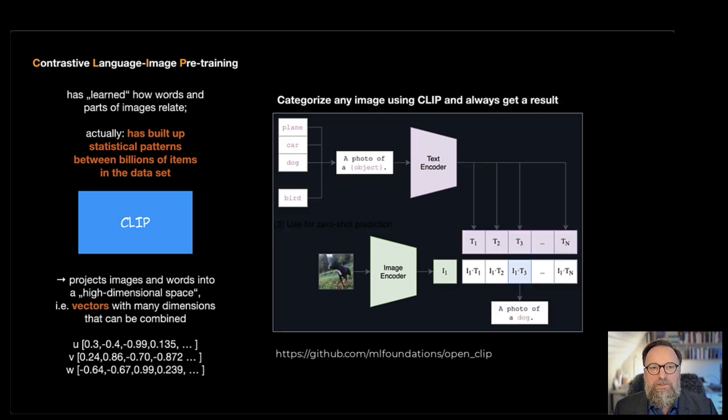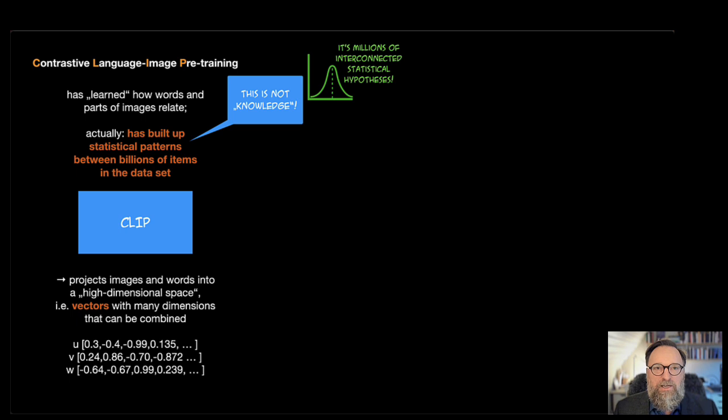So you build up a certain knowledge, and you can use this knowledge not only to do text-to-image AI, but also to identify features of images. So if you take this very, very powerful CLIP technology and feed it any image, it will always give you a result. Whether it's a true result or not, that's another question. So let's have a deeper look at how this CLIP module works. The first thing is it builds up statistical patterns, and then it tells us something about reality. But this is not knowledge. It's actually millions of interconnected statistical hypotheses, you could say, because this matrix that we saw is just a hypothesis of what the system has learned about statistical patterns of two different items, and then of millions of different items.